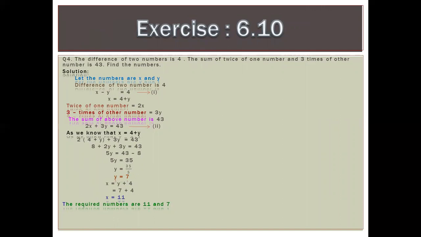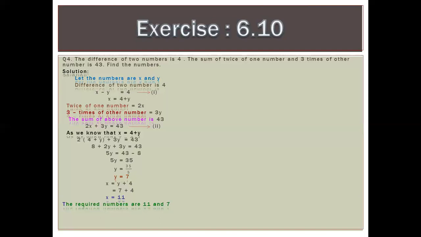Now come to the second one. The sum of twice of one and 3 times of the other. Twice of one means 2x. 3 times of the other means 3y. The sum means plus. The second equation will be twice of the number, 2x, plus 3 times the other number, 3y, is 43.